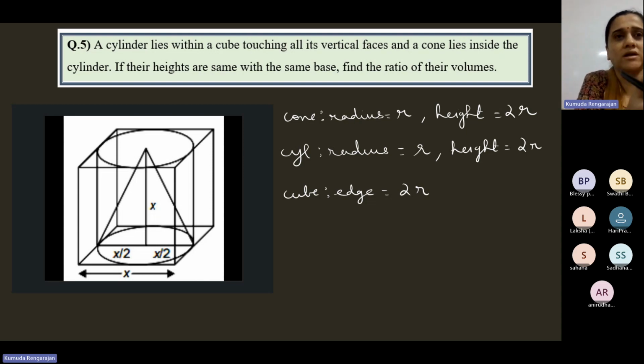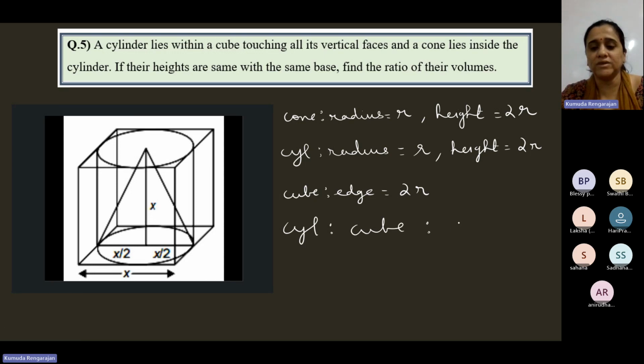Now, in what order are the solids introduced here? First cylinder was introduced, then cube, and then cone. So you must find the ratio of their volumes in the same order. The order in which you find the ratio is very, very important. The order is not given, but it is the same order in which the solids are introduced in the question. So first came the cylinder, then the cube, and then the cone.